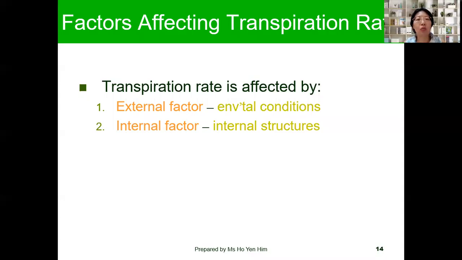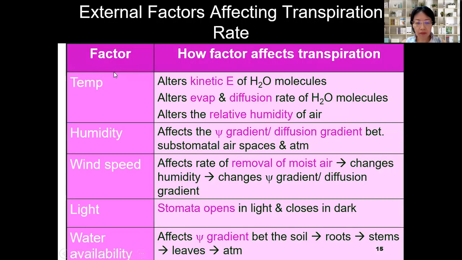So what are the factors which can affect transpiration rate? There are two factors. Number one is the external factor, which are environmental conditions surrounding the plant. And number two is the internal factor, which are the structural adaptations, especially in the leaf, that will reduce water loss. Okay, so we're going to look at the first factor first, which is the external factor.